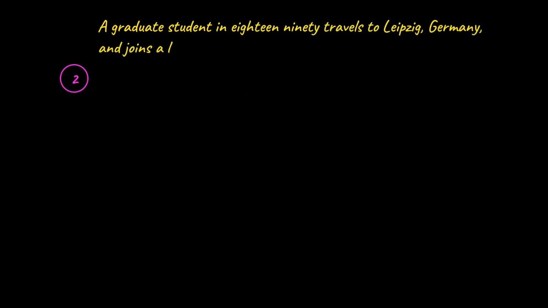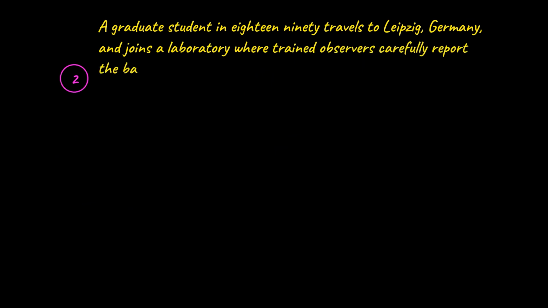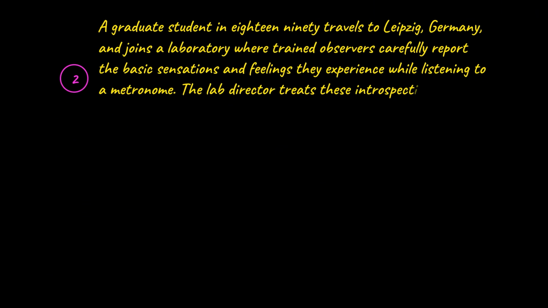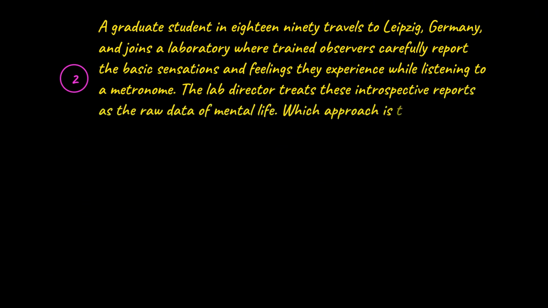Question 2. A graduate student in 1890 travels to Leipzig, Germany, and joins a laboratory where trained observers carefully report the basic sensations and feelings they experience while listening to a metronome. The lab director treats these introspective reports as the raw data of mental life. Which approach is the student being trained in?